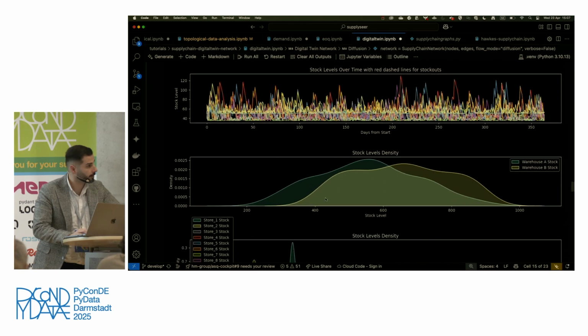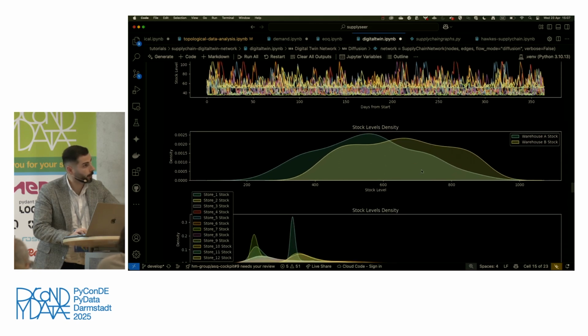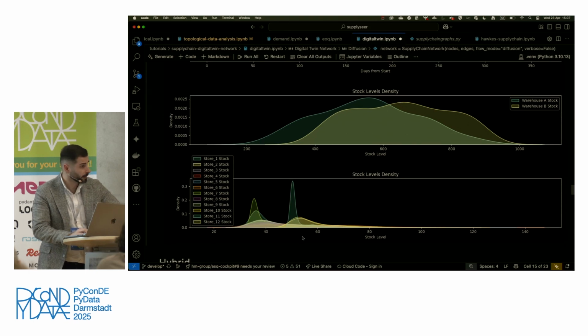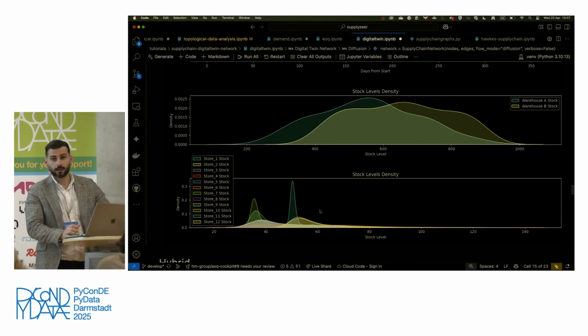But to finalize this part, now warehouse B behaves differently from warehouse A. From the classical policy, they were almost identical. So now they're starting to behave differently under this policy. Same thing for the stores. You see that many of them behave differently.